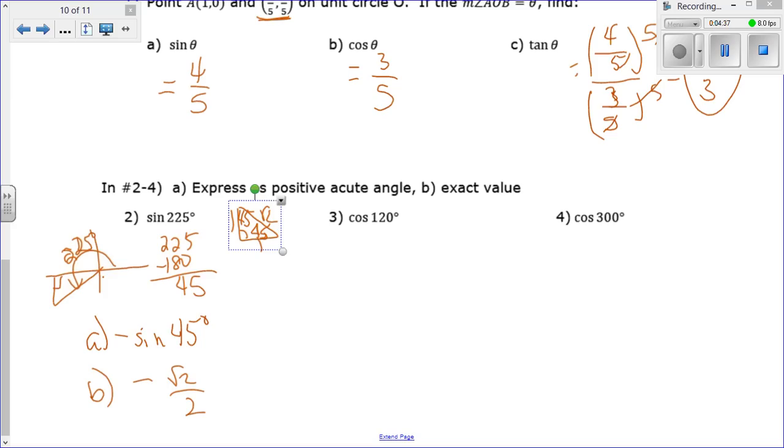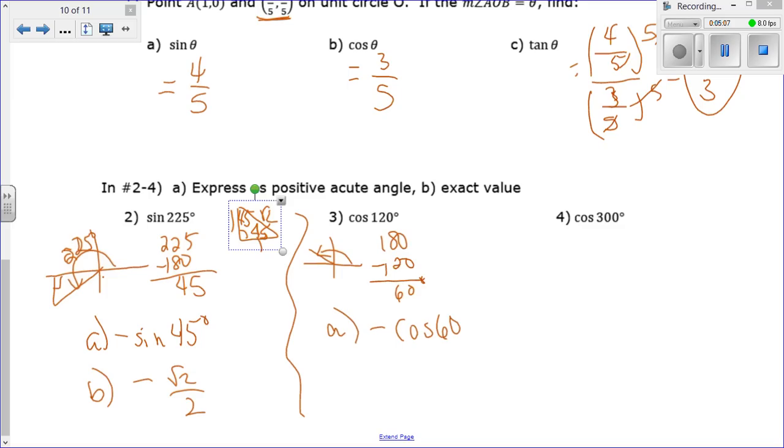The cosine of 120 degrees, well, cosine of 120, that puts me in quadrant 2. And in quadrant 2, I need to do 180 minus theta. So 180 minus 120 is 60 degrees. I'm in quadrant 2, so that means that cosine is negative, so it's a negative cosine of 60 degrees. So I need to draw my 30, 60, 90 triangle. 1, 2, radical 3. And cosine 60 is adjacent over hypotenuse. So it's a negative 1/2.